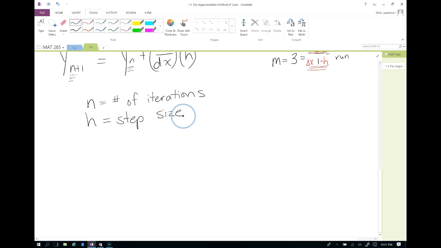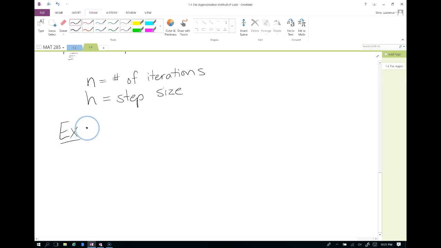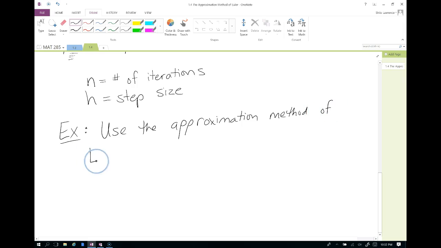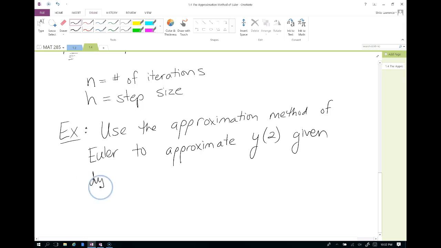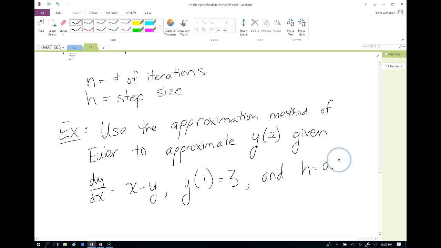And we're going to look at an example here. We're going to use the approximation method of Euler to approximate y of 2, given dy dx equals x minus y, y of 1 equals 3, and h equals 0.1.